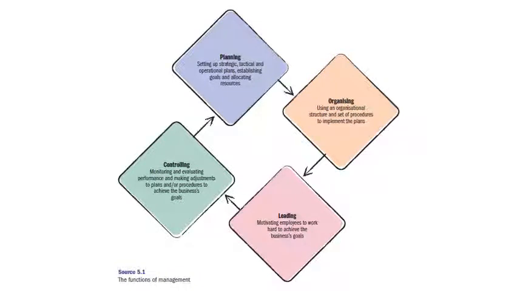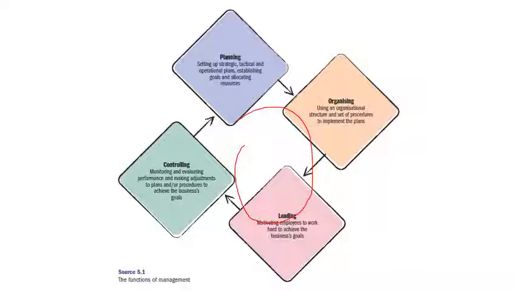Now, what we've got here, we've got the 4 functions of management. So we've got planning, organising, leading and controlling. And this is this cycle that we're going to go through. Now we've got, I guess we could abbreviate it as POLC, P-O-L-C. Now with planning, we're going to set up strategic, tactical and operational plans. So our day-to-day plans, our mid-year plan and our long-term plans.